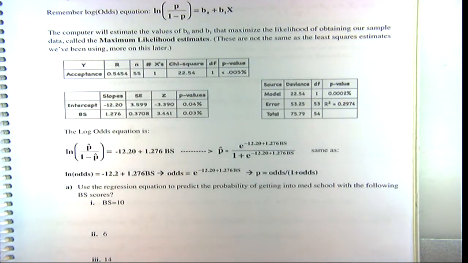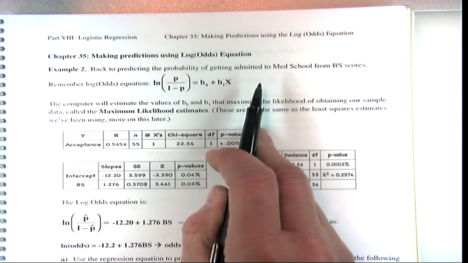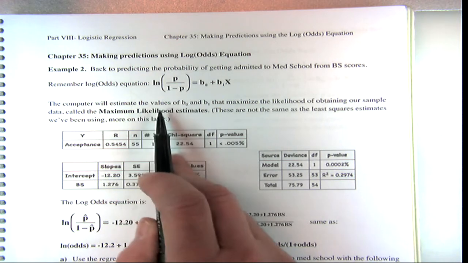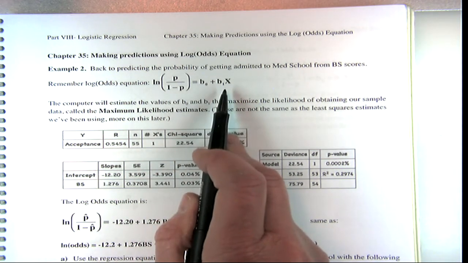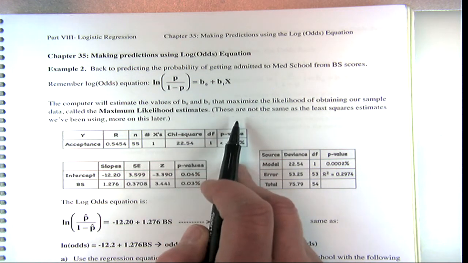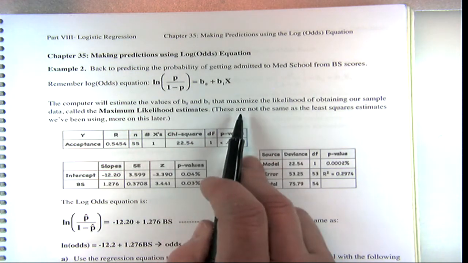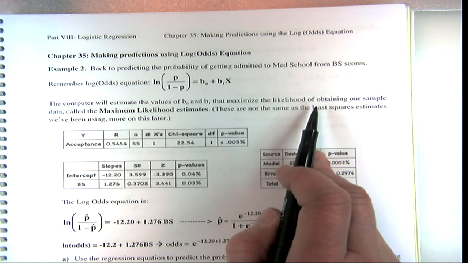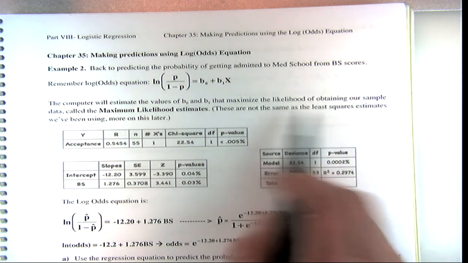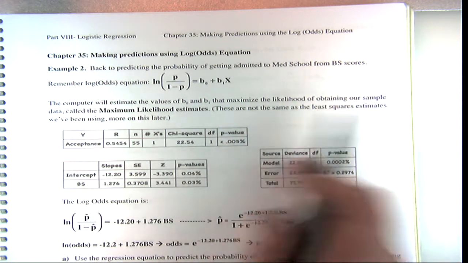So where are we going to get these predictions? Let's look at this. We're back to the probability of our same example of getting admitted to med school based on your biological science score. And the computer is going to estimate these values for these two parameters, the intercept and the slope, in this log odds equation. It's not going to be doing it the same way as the least squares estimates that we've been used to. It's instead going to be obtained by doing something called maximum likelihood estimates, which is maximizing the probability of getting the data that you have. They're the same as ordinary least squares if you have linear regression, but they're not going to be the same here.